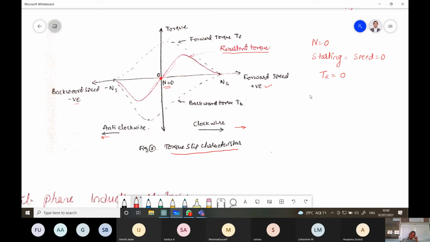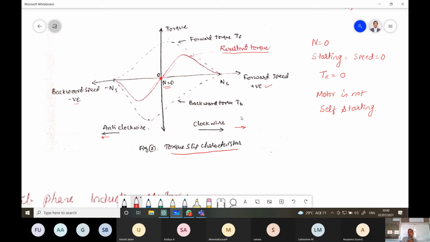So hence from this diagram, we get that the motor is not self-starting. From the double field revolving theory, we get the conclusion that the single phase motor is not self-starting according to the double field revolving theory.